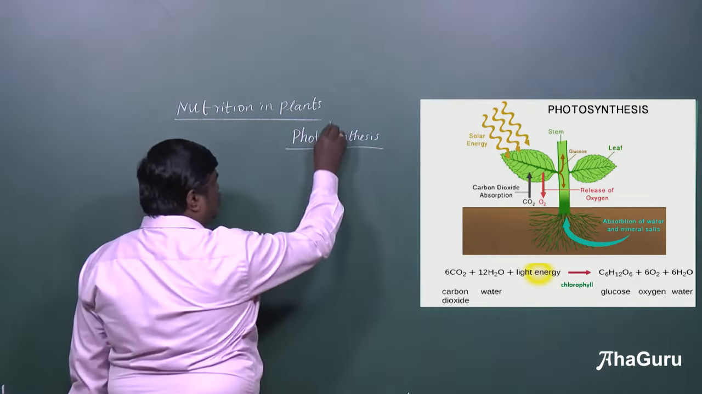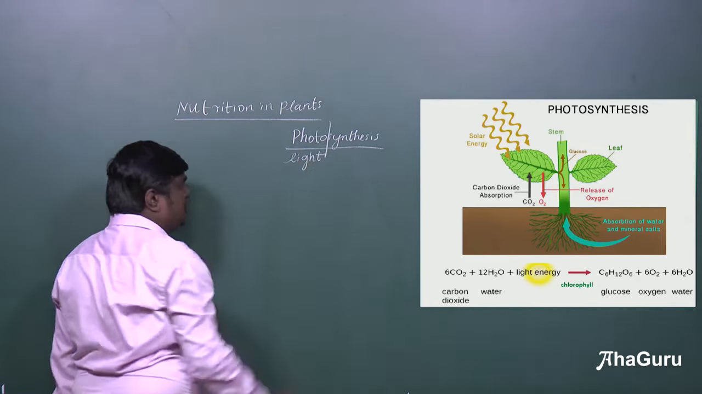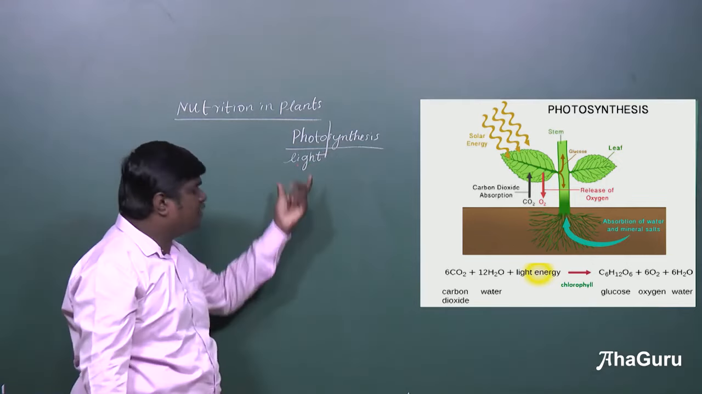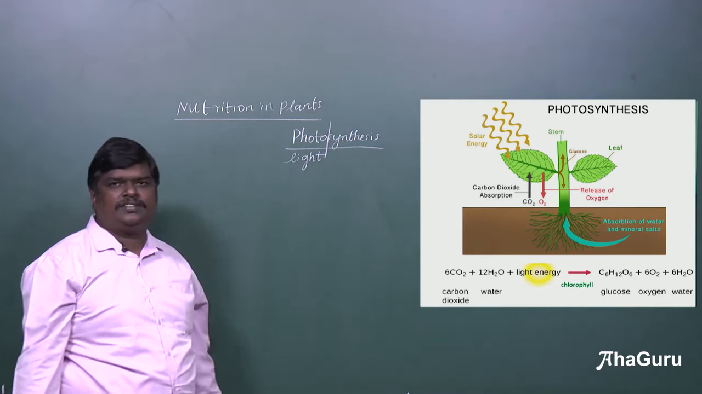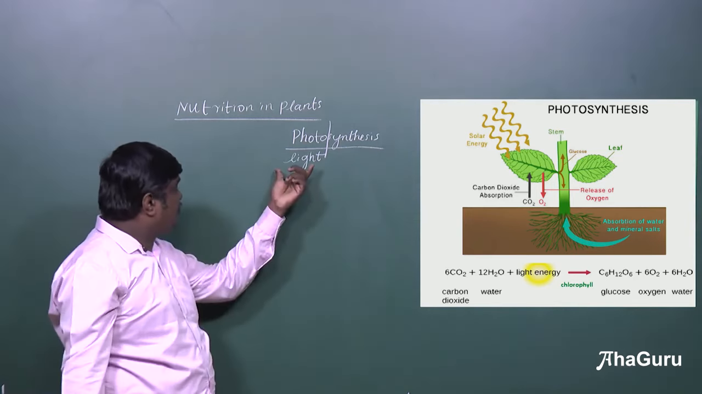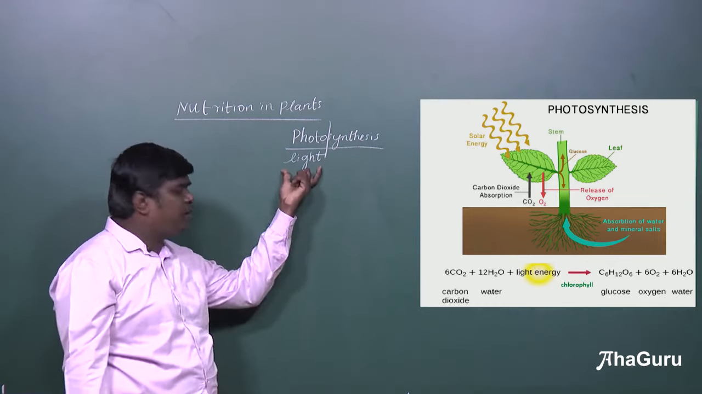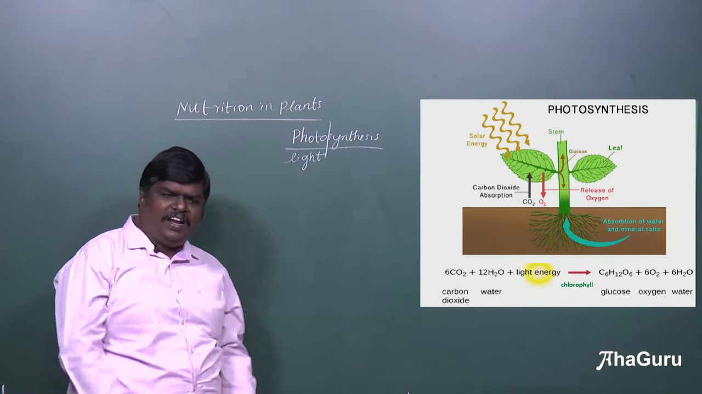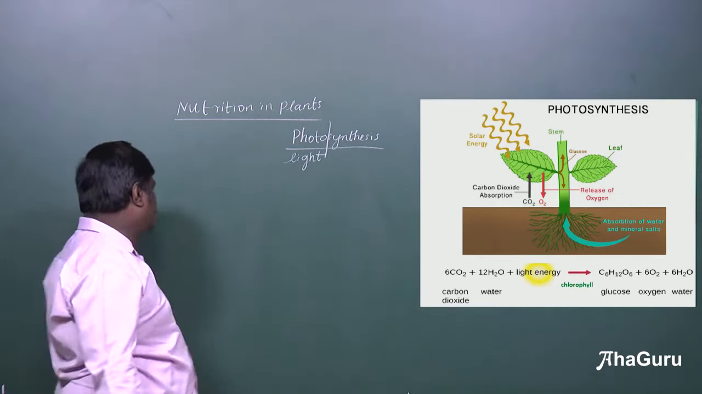We can split the word photo into light. So here, plants produce their own food with the help of light. That is called photosynthesis. So here the source of energy for photosynthesis is the sunlight. Let me explain to you how this process takes place in plants.